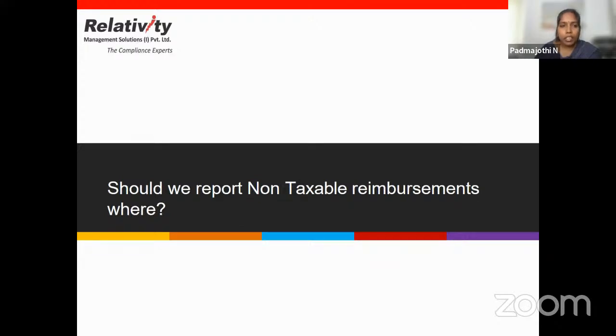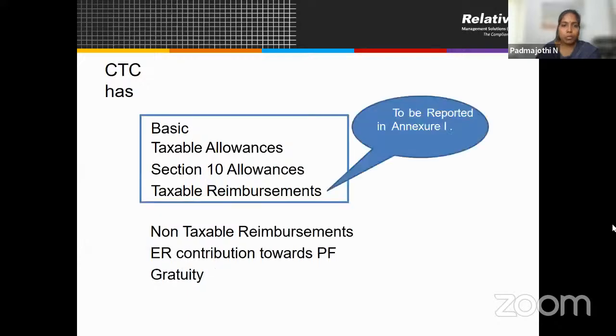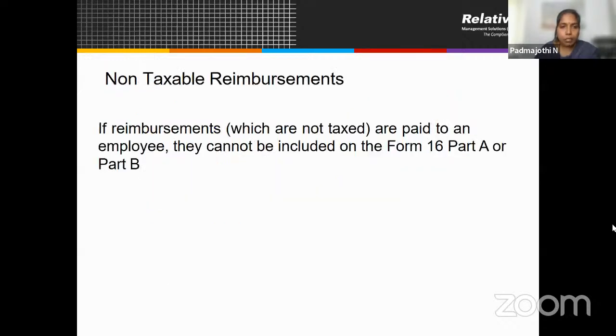Then it's not required to report it anywhere. Should we report? No, we don't have to report anything. So the only things we have to report are basic, taxable allowances, and section 10 allowances, exempt, including the exemption value, and taxable reimbursements. These are the values that have to be reported under annexure 1. So I think this will give you better clarity.